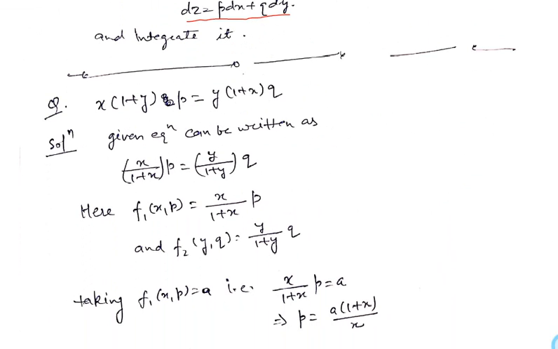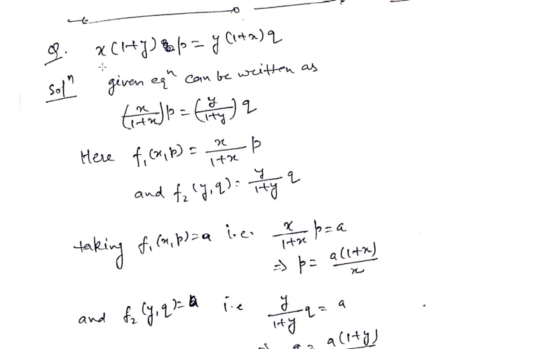Now let's try some problem. We have x(1 + y)p = y(1 + x)q. Here z is absent. Now we are to separate the terms of x and p on one side and y and q on another side. So we divide this whole equation by (1 + x)(1 + y). So here in the left hand side we get x upon (1 + x) times p, and in the right hand side we get y upon (1 + y) times q.